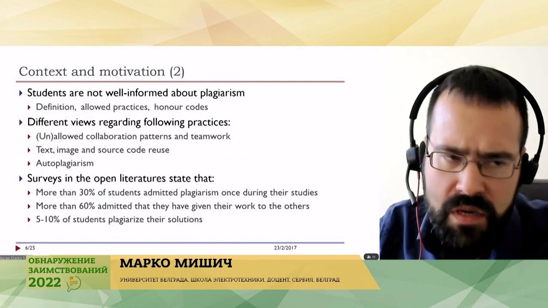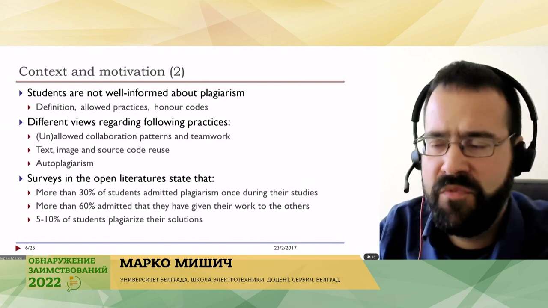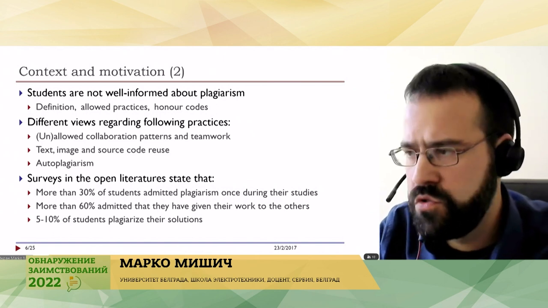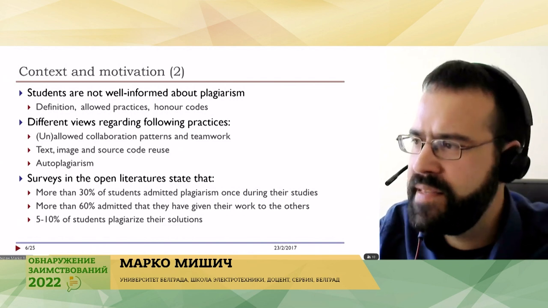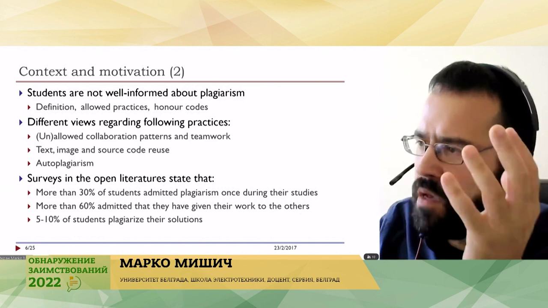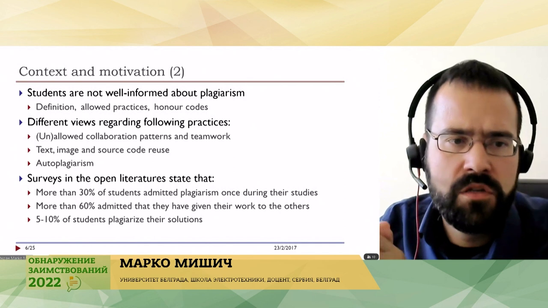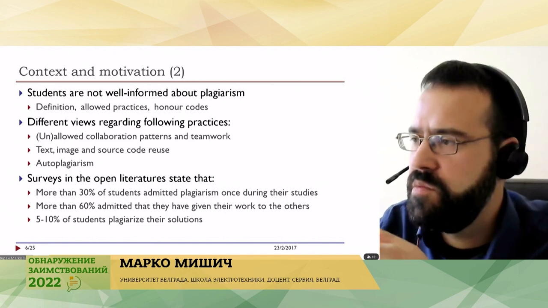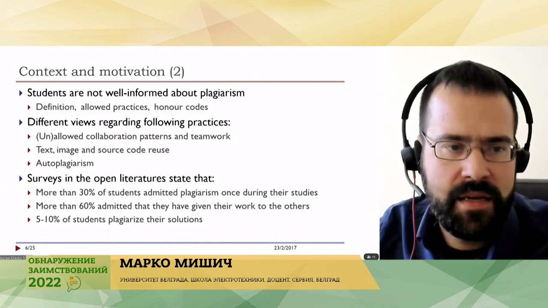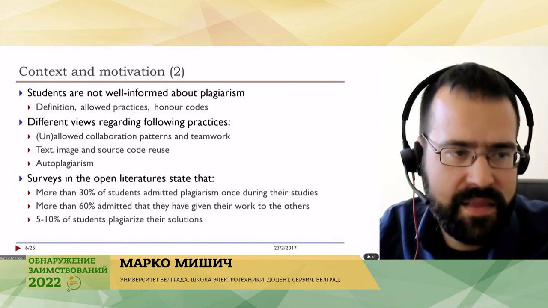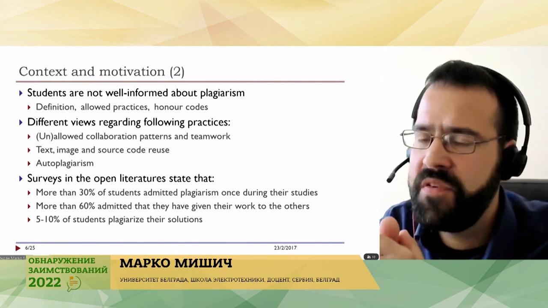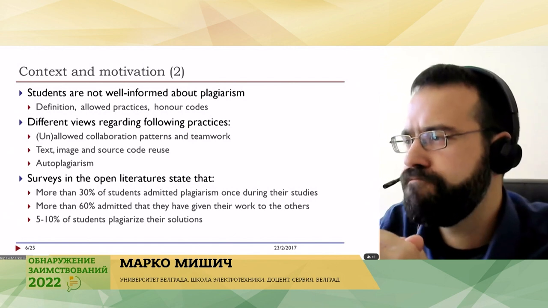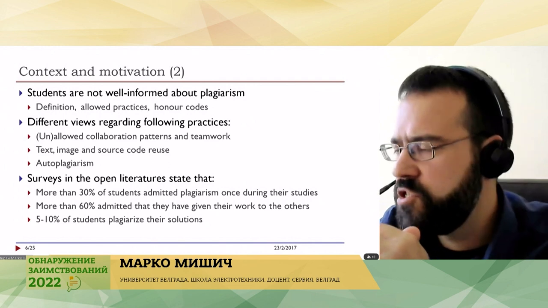Of course, we can say that students are not well informed about plagiarism when they enter higher education institutions, both about the definition, allowed practices, and honor codes or regulations. There are different views regarding several practices that form a kind of borderline between those practices that are okay and those that are not allowed. They ask about allowed and unallowed collaboration patterns and teamwork in projects, because they are favored in some contexts. They can have different views on text, image, and source code reuse. And of course, there are different stances on auto-plagiarism and auto-citation. In the previous speech, other speakers also mentioned today the problem of auto-citation and auto-plagiarism.